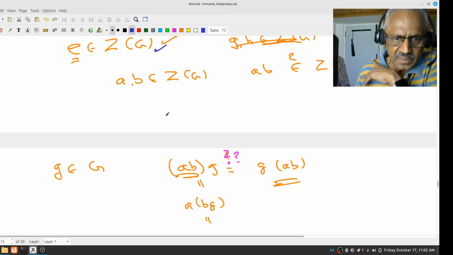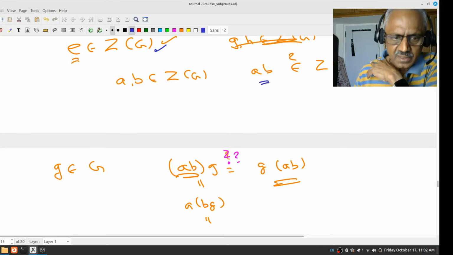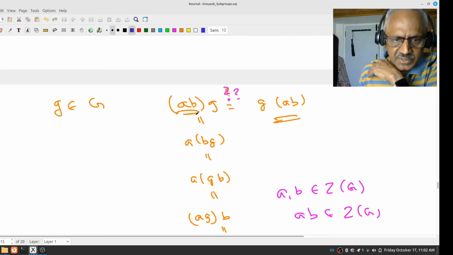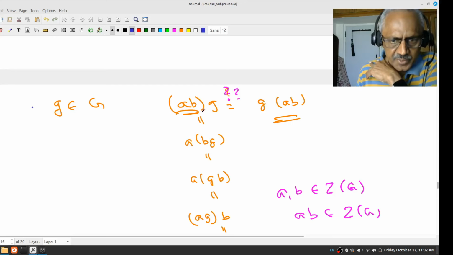The next thing is to start with a and b which are in the center. That means a and b commute with each and every element g. Then I want to say whether the product is in Z(G). How do I do that? I have to check, start with any arbitrary element g in G. I have to make sure ab commutes with g. That means ab times g is the same as g times ab.